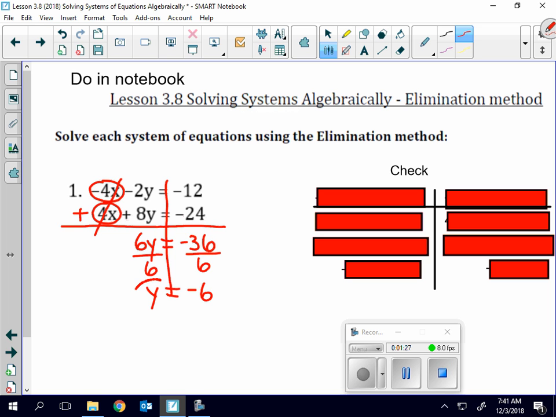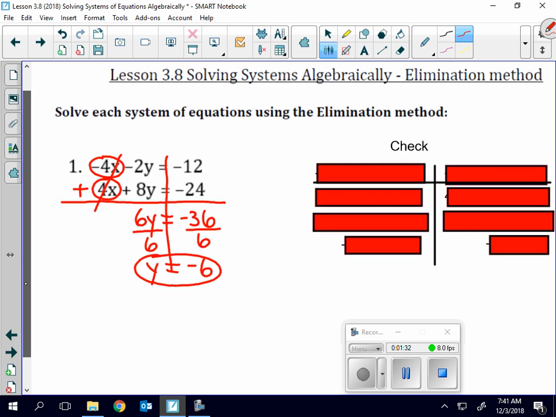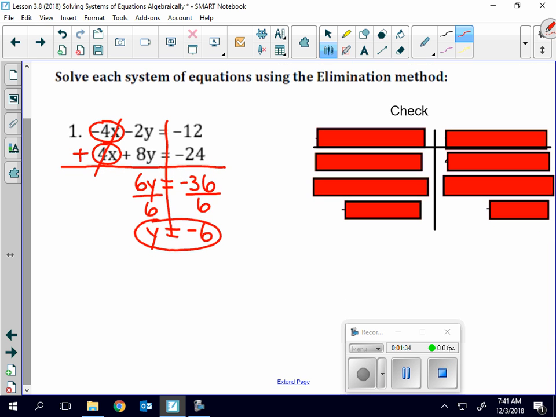Okay, so that's one of our variables, and just like substitution, once you have one, you need to plug it in to find the other one. So you can choose either one of these two original equations. I can use this one or that one, whichever you prefer. I'm going to go ahead and plug it into the bottom one. So I'm going to rewrite it first. The bottom one says 4x plus 8y equals negative 24. And when I plug in negative 6 for y, don't forget to write everything down that I've written down so that you can follow your notes later.